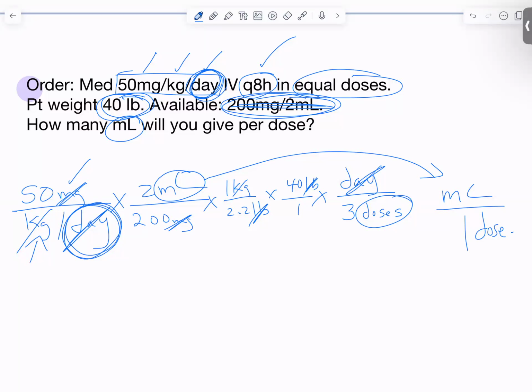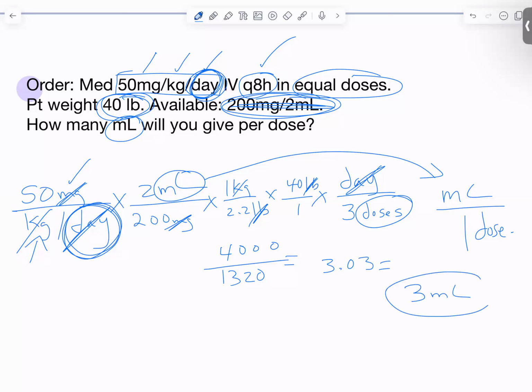So when we do the math across the top, the answers across the numerator are 4,000, and across the bottom is 1320. When I divide, it'll give me 3.03. When I round, the answer is 3 milliliters.